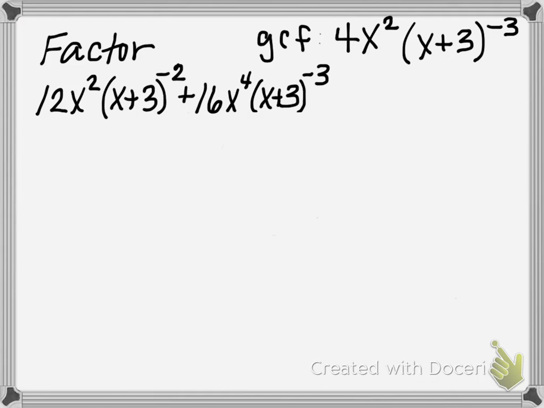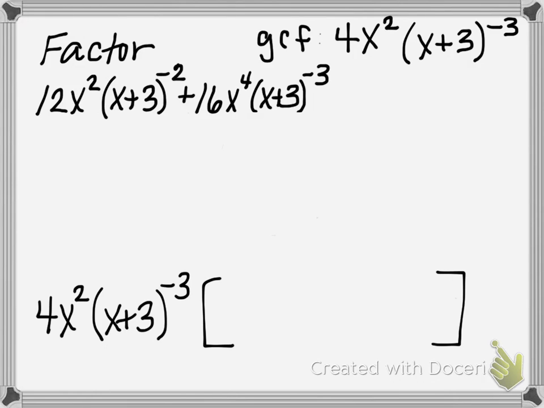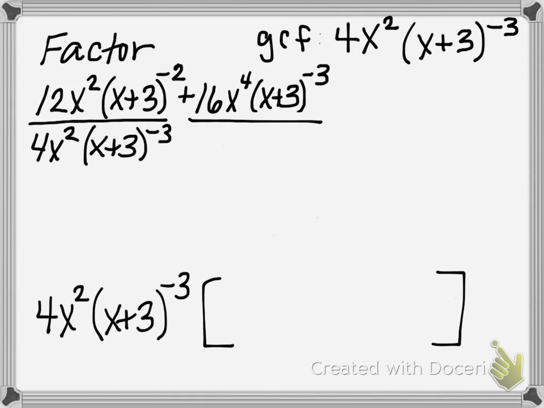So my answer down at the bottom is going to have a 4x squared times the quantity x plus 3 to the negative third power factored out in front, and now we are trying to figure out what the remaining piece is going to be here in these brackets. So we're essentially dividing both of these terms by this GCF of 4x squared times x plus 3 to the negative third power. And in the beginning, if it helps you to actually write down this division, there's no harm in doing that to make sure you really understand the process.